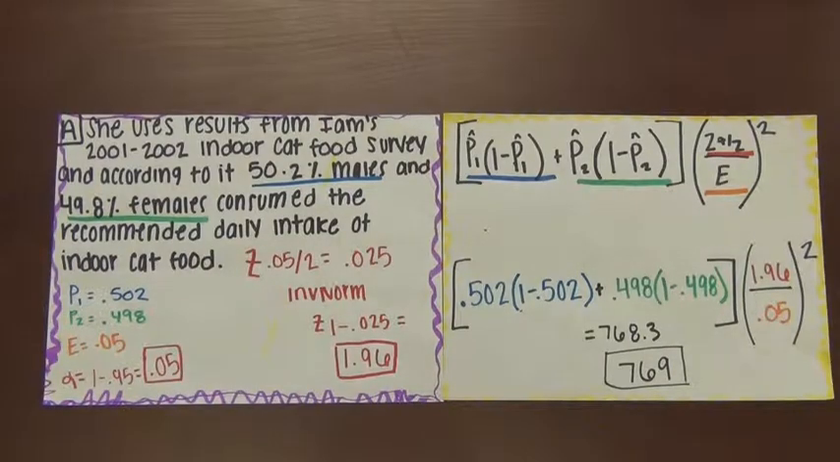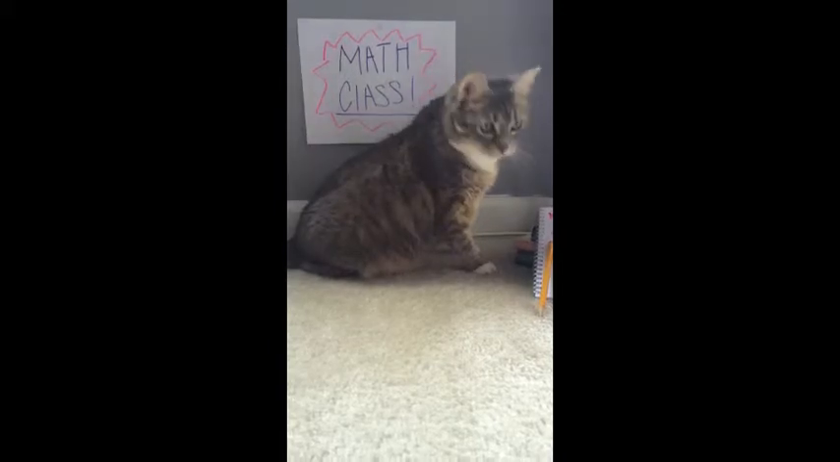And I found the answer to be 768.3. When we find the sample size, we always round up no matter what decimal point it is. So the answer is 769. Do you get it now? Yep, sure do.